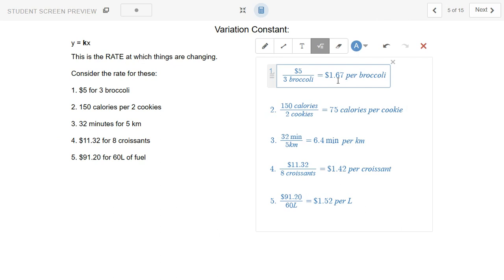different variables. In the first one, I'm looking at money and broccoli. The second one, I'm looking at calories and cookies. Third one, I've got minutes and kilometers. I've got amount or price and croissant. And here I've got amount per liter.